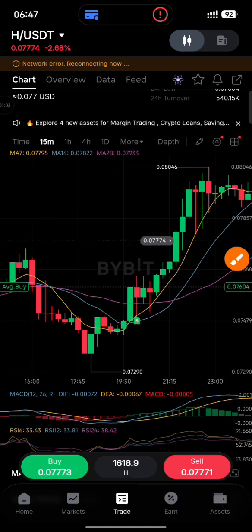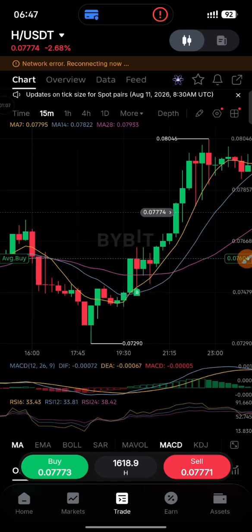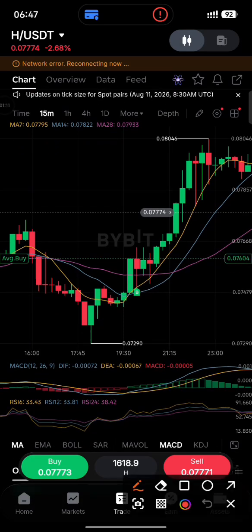All right, so the next thing you need to do after looking at something of this nature, this is a hammer. This is a hammer that has actually gone above 50% of the previous red candle, which is a good start and also a good beginning.